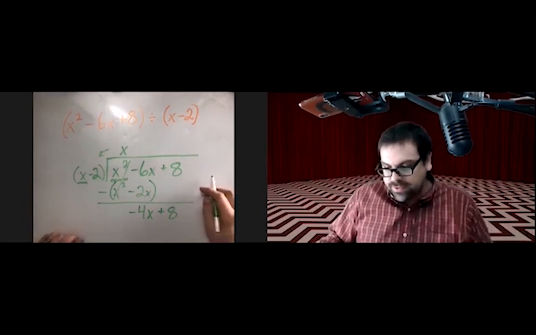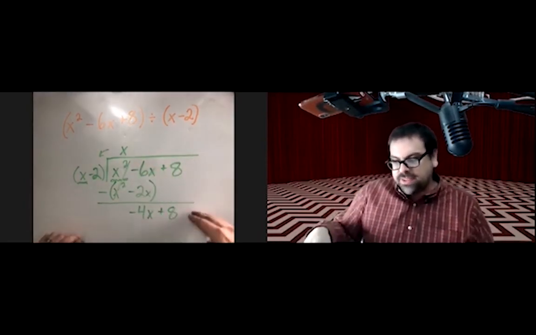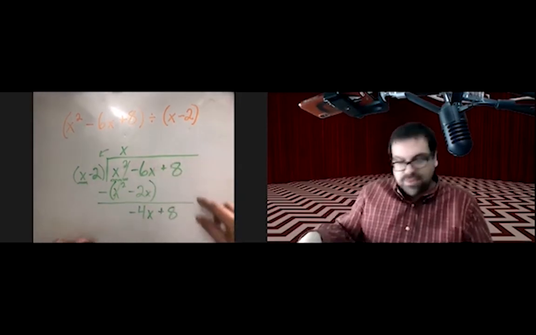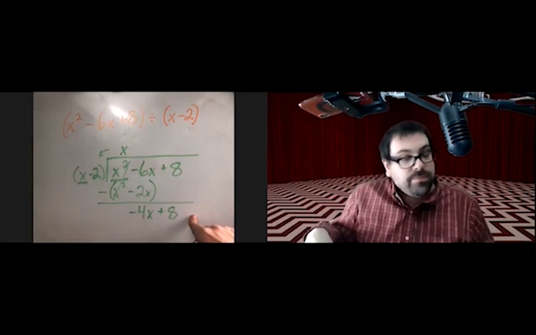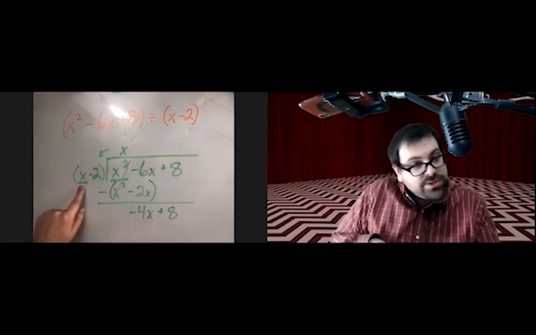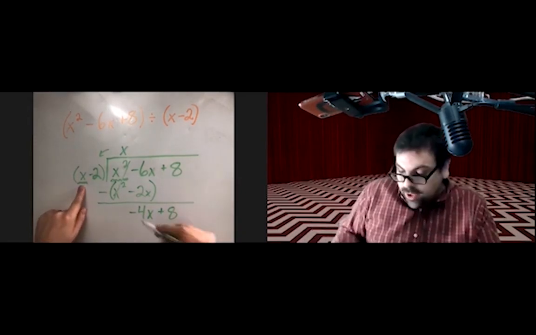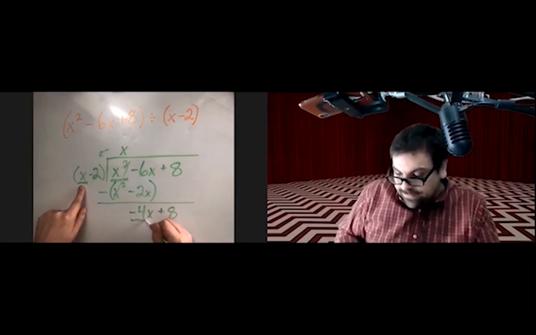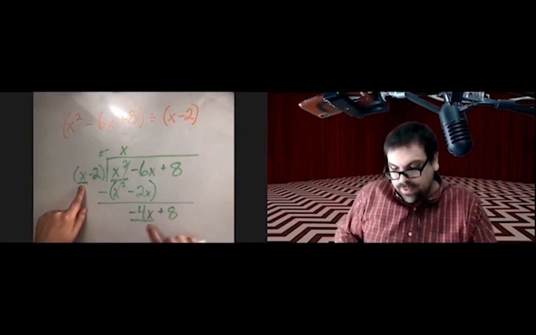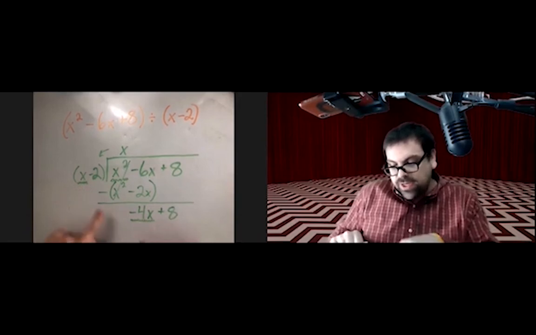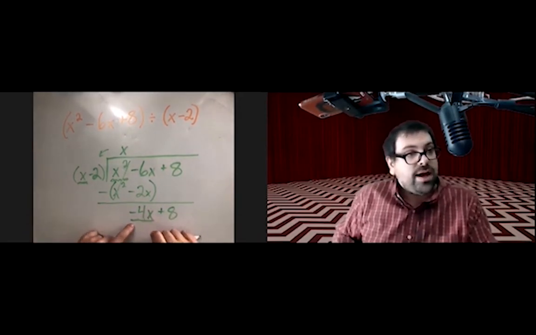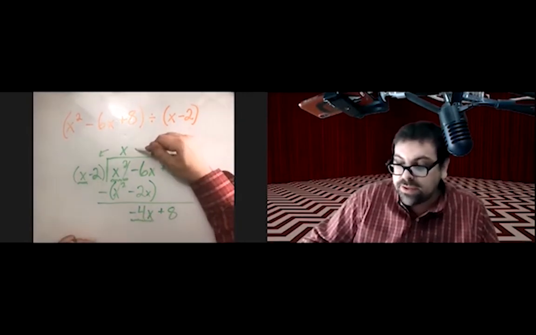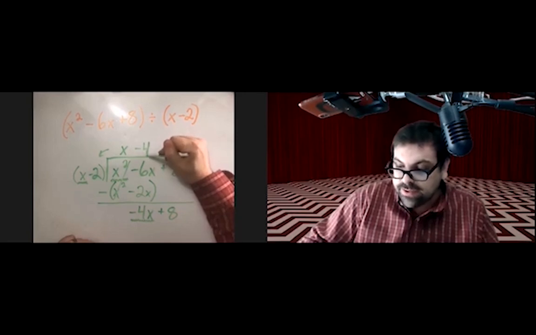What do we do next? Well, we brought the stuff down, so we're done with the lines up here. Now we're focusing here. We're going to do the same thing. Look just at this first term. This times what gives us this? X times what is negative 4x? X times negative 4 is negative 4x.